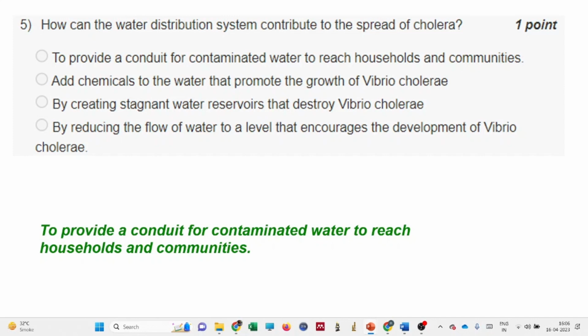Then inadequate hygiene practices. Even if the water distribution system is functioning properly, cholera can still spread if people do not practice good hygiene, such as washing their hands before eating or drinking, and this can lead to the spread of cholera bacteria from contaminated water sources to food or directly to other people. Overall, ensuring that the water distribution system is properly maintained, providing access to clean water, promoting good hygiene practices, and ensuring that water treatment facilities are functioning properly are all essential to preventing the spread of cholera.